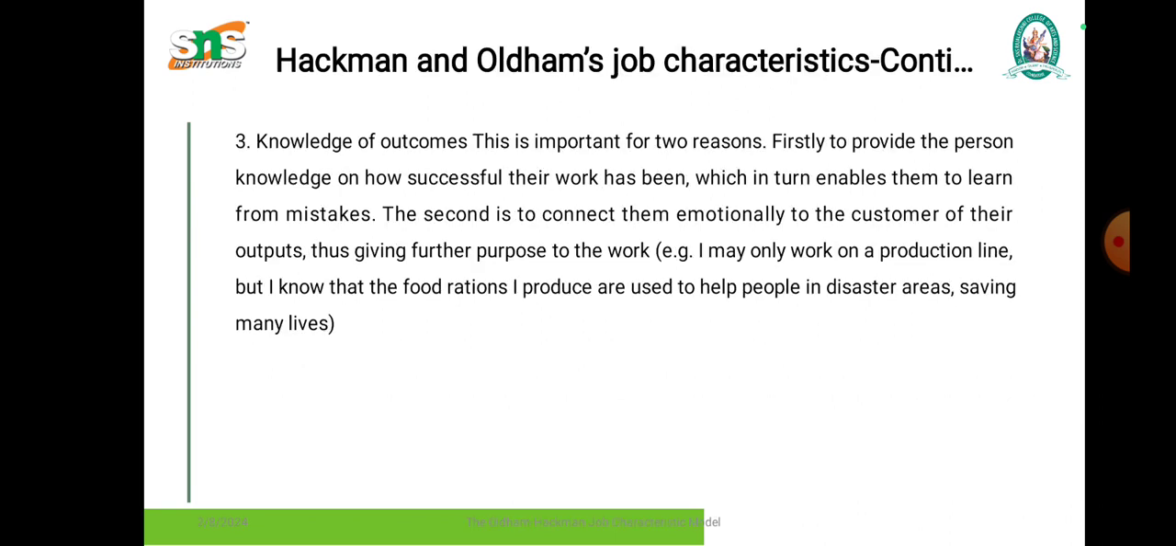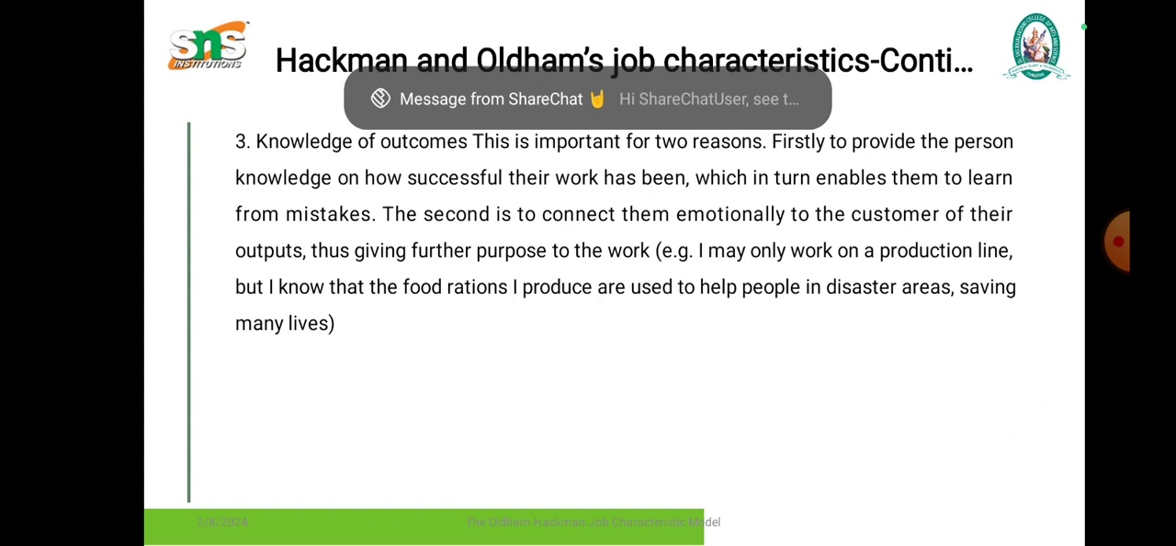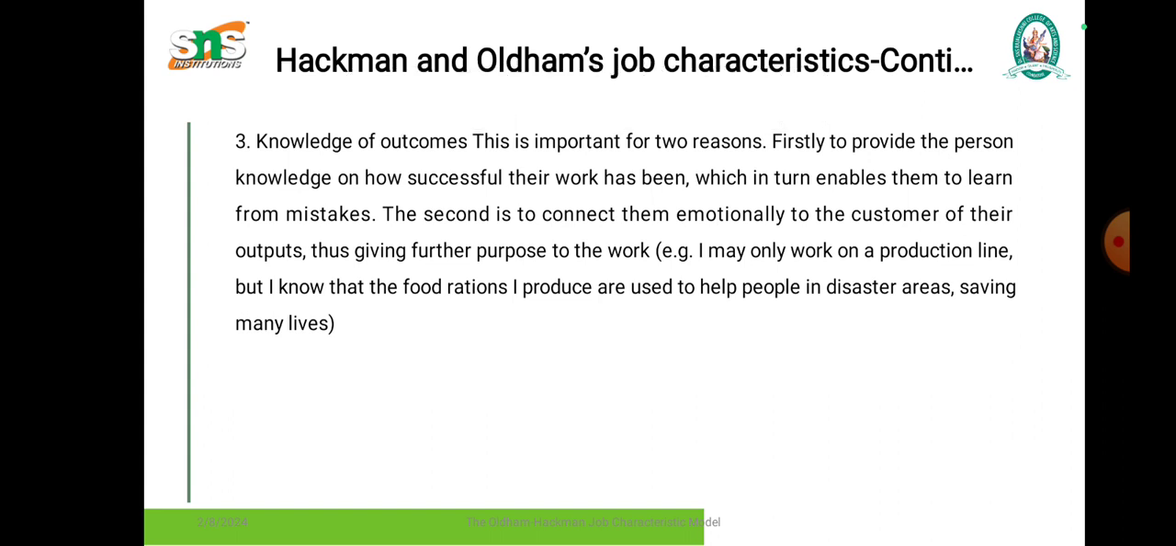And the third one is knowledge of outcomes. This is important for two reasons. Firstly, to provide the person knowledge of how successful their work has been, which in turn enables them to learn from mistakes. The second is to connect them emotionally to the customer of their outputs, thus giving further purpose to the work. So these are the Hackman and Oldham job characteristics.